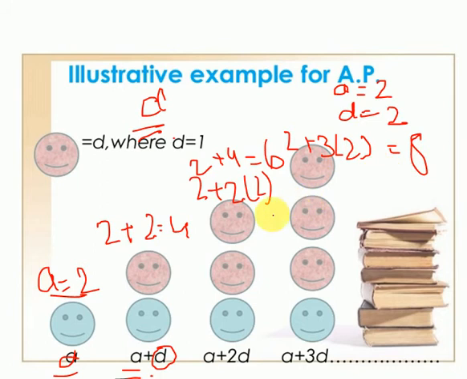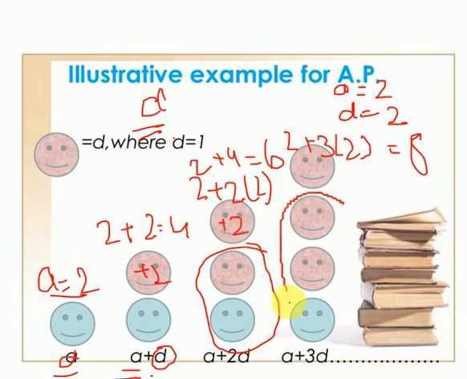Okay, so this is the arithmetic progression. We have added 2 first, right? We have obtained this. Now we will obtain plus 2 here. We obtained this, right? Here I have 2. So we are adding 2 again and again, so that we are getting a sequence.